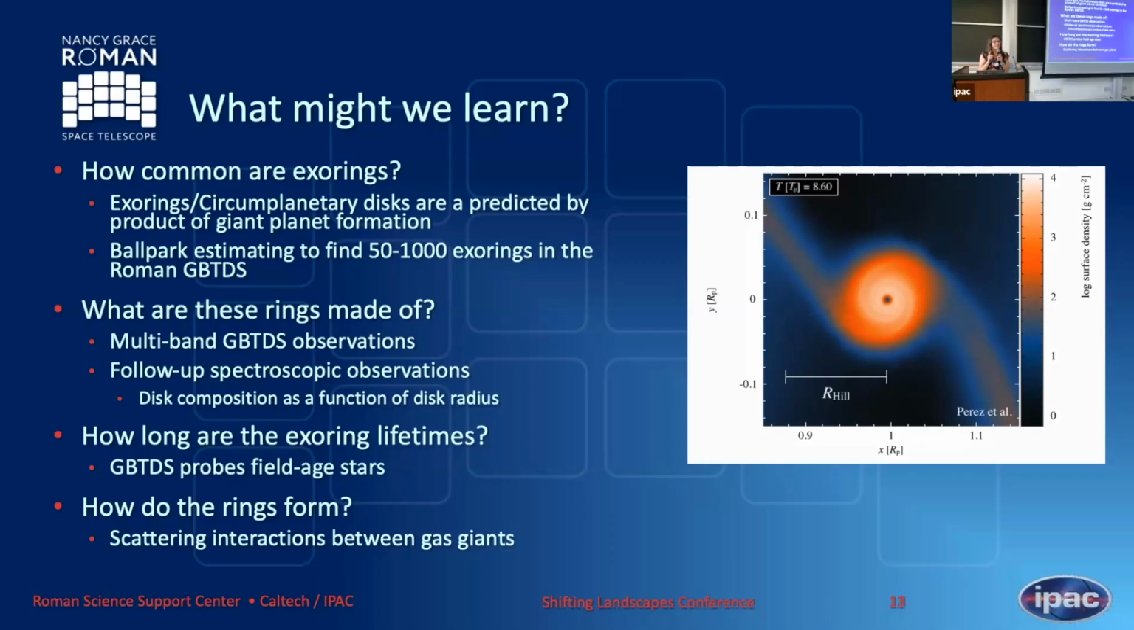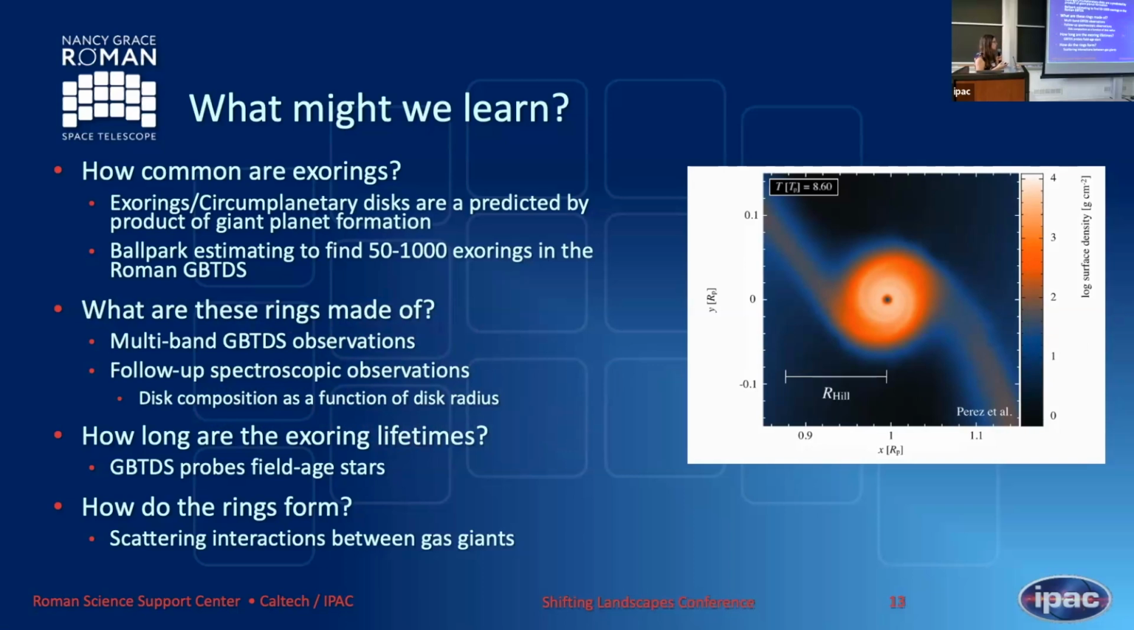But we know we'll find several, probably several dozen, maybe even hundreds. We hope to find what these rings are made of, so we have some multiband data, but most likely we'll do spectroscopic follow-up to understand the disk composition a little bit better.